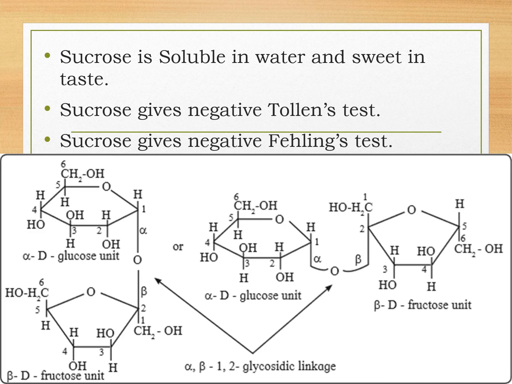Students, the following structure which you can see is the Haworth formula of sucrose. Over here, the alpha D glucose unit and the beta D fructose unit form a glycosidic linkage, and this leads to the formation of an alpha, beta 1,2 glycosidic linkage. We have studied in the previous slide how it is formed. With the removal of the OH group of the alpha D glucose unit and the hydrogen of the beta D fructose unit, the sucrose molecule is formed.